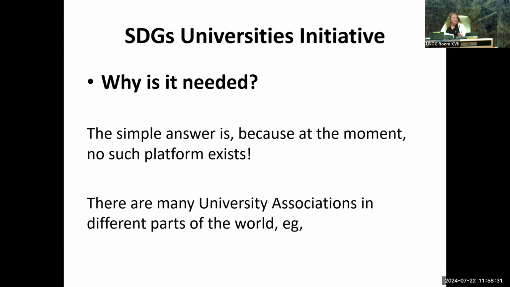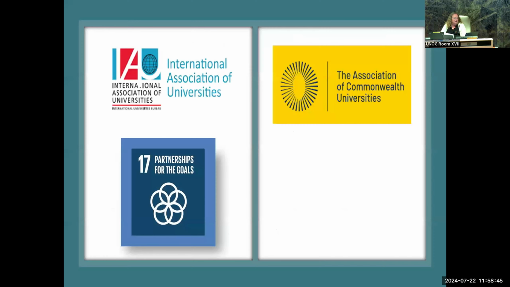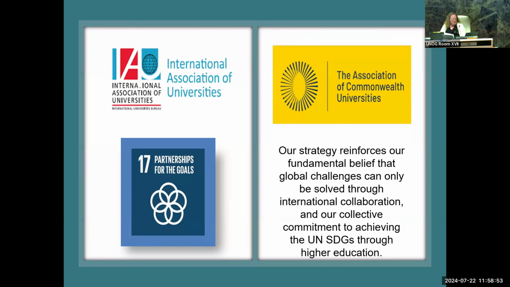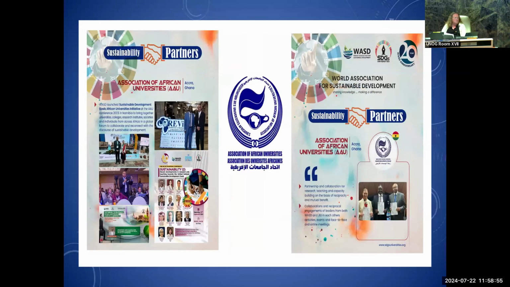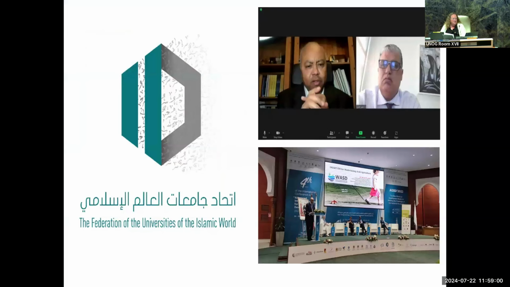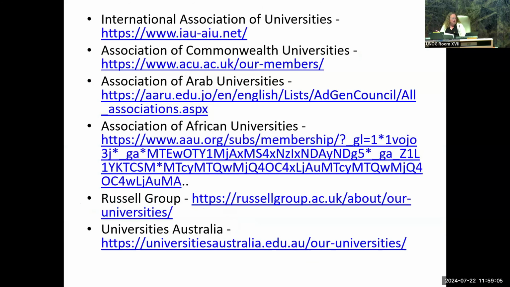So why is it needed? And the simple answer is the database as it stands does not exist anywhere else. This is a unique database. There are many university associations in different parts of the world. So we have the Association of Commonwealth Universities, Association of African Universities, Federation of Universities of the Islamic World. These are just some that I've picked up very quickly.